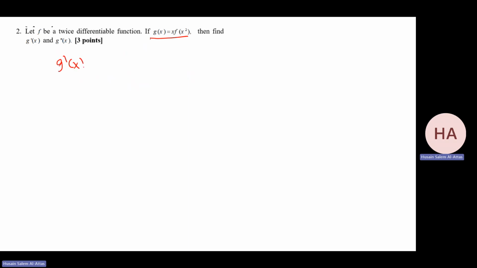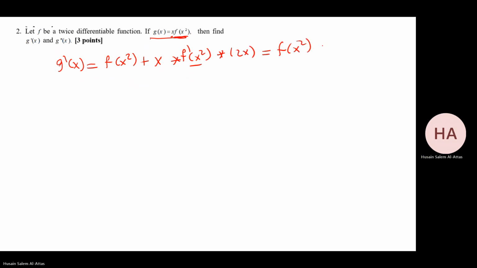G prime: product rule. Derivative of the first, which is 1, times the second, plus x times the derivative of this, which is f prime of x squared times the derivative of this, which is 2x. So that will be f of x squared plus 2x squared f prime at x squared. Second derivative: do the derivative of this.